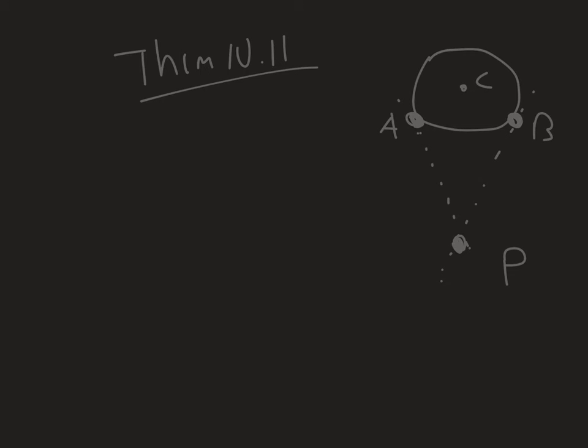Okay, let's talk about Theorem 10-11. The book says, if two segments from the same exterior point are tangent to a circle, then they are congruent. I've already got an illustration up here. P is an external point. And if I think about how many tangent lines I can draw from the circle to P, there are two. There's the one from P to B, and then the one from A to P.